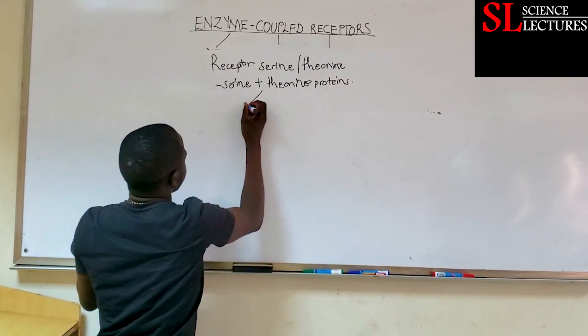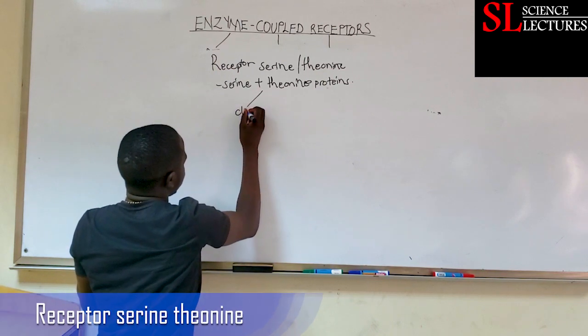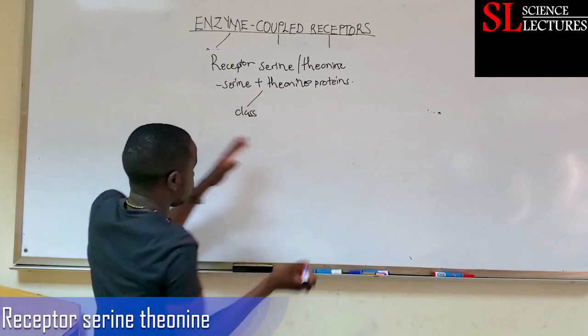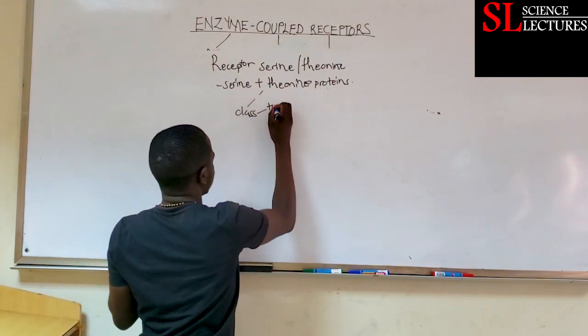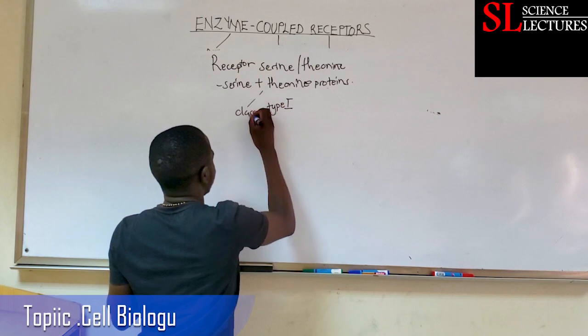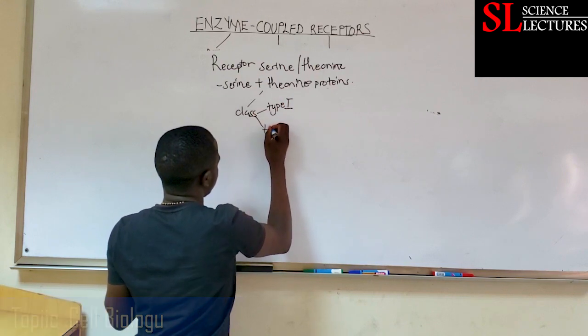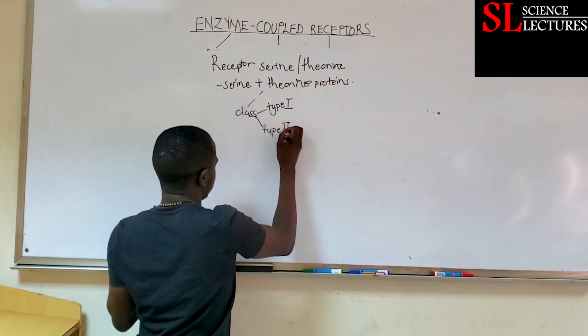And they are of two types, or rather two classes. There is what they call type 1 and type 2.